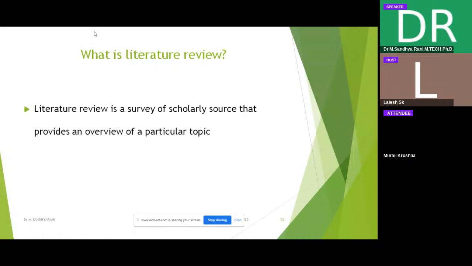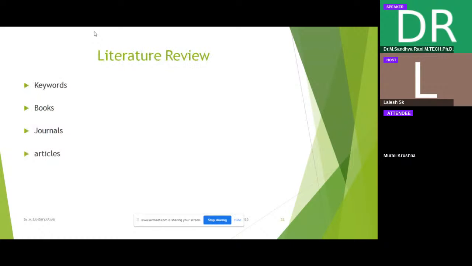No research is complete if we don't write a literature review. The literature review is very important. So when you are conducting a literature review, please try to narrow down your topic, find out the keywords, and search the books, the journals, the articles in Google Scholar, and try to find out what is there in those books or journals. Then only will it be a proper review.